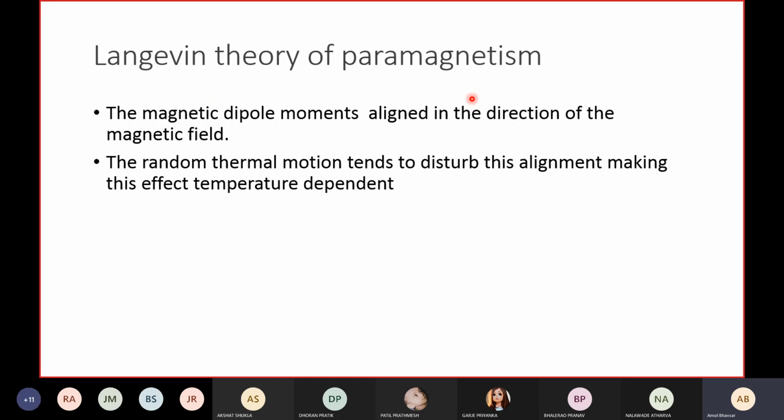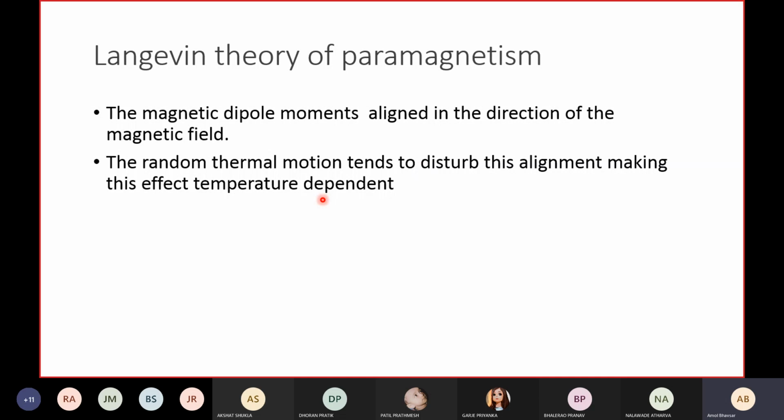Langevin theory of paramagnetism. Next article. So the magnetic dipole moments align in the direction of the magnetic field. We know this: when you apply some external magnetic field, the dipole moments align in the direction of the external field. The random thermal motion tends to disturb this alignment, making the effect temperature dependent.